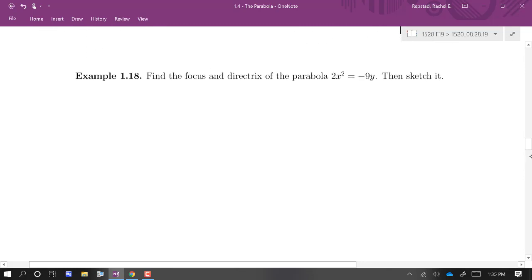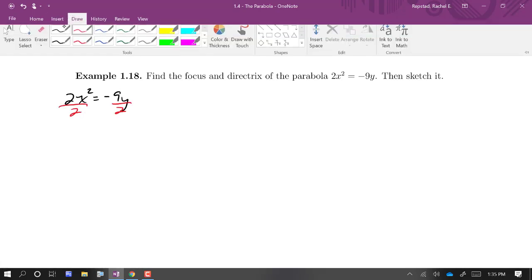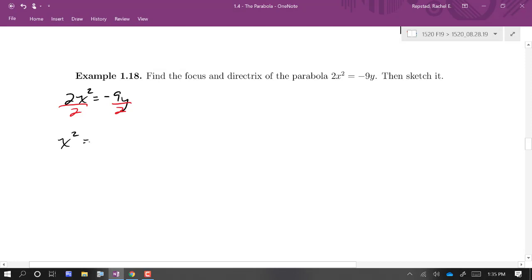One more example here. 2x squared equals negative 9y. What do we notice about this? Well, divide by 2. It's not quite in the standard form yet. So now what do we know about this parabola?